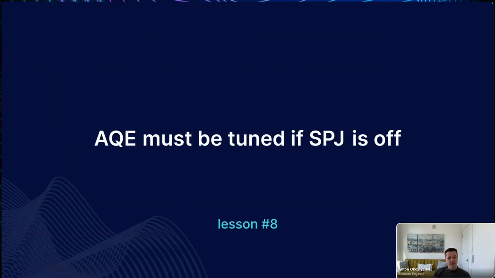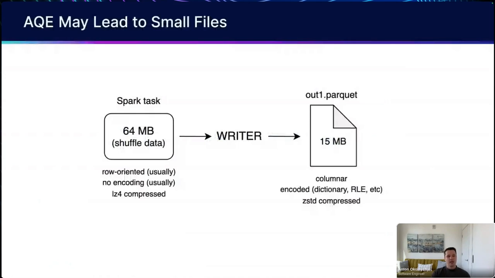If for whatever reason you are not using storage partition join, even though you should, it may mean that you need to play around with the adaptive query execution configuration. AQE is a great technology. It allows Spark and Iceberg to handle skew and to coalesce records if needed. But the problem is that it may also lead to small files.